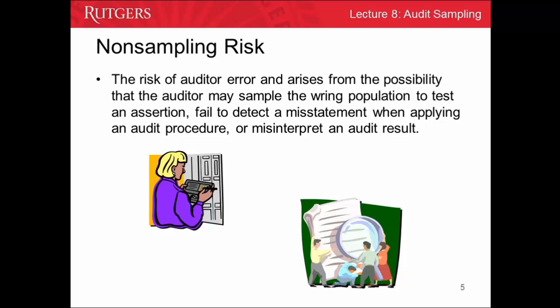And audit sampling can also involve non-sampling risk. Non-sampling risk is the risk of auditor error and arises from the possibility that the auditor may sample the wrong population to test an assertion, fail to detect a misstatement when applying an audit procedure, or misinterpret an audit result. The uncertainty related to non-sampling risk can be controlled by adequate training, proper planning, and effective supervision.